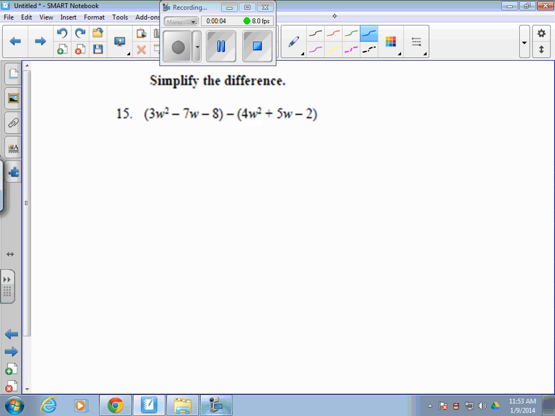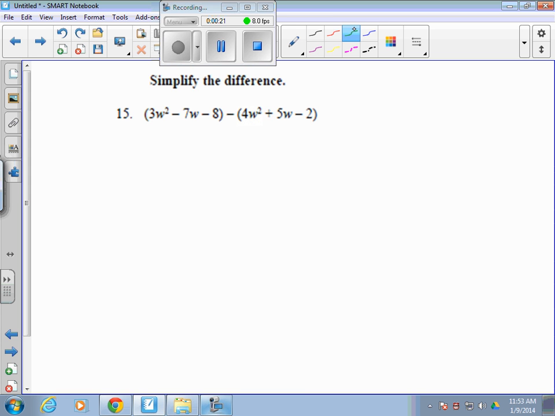This is Algebra 2. This is our spring test number 1. This is part 2. We're picking up at number 15. Simplifying the difference, 3w squared minus 7w minus 8. Then it says minus what's in the other side, 4w squared plus 5w minus 2.